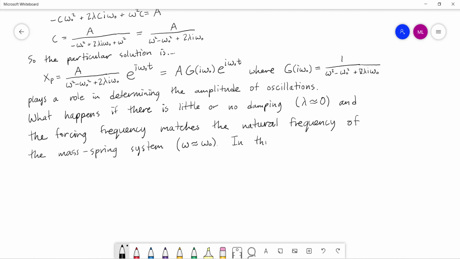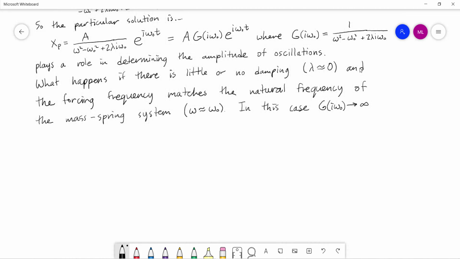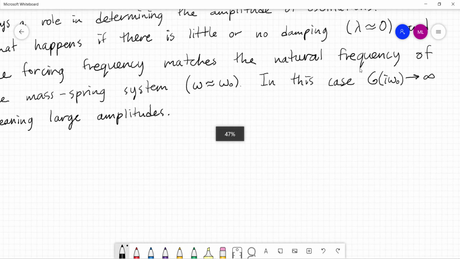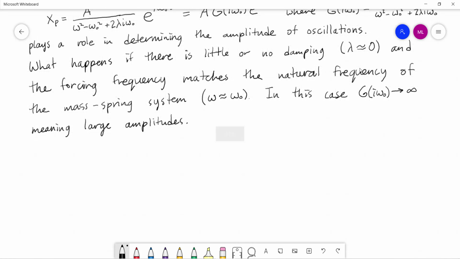In this case, our g of I omega naught approaches infinity. It gets very large. It's our amplitude. Large amplitudes. There's a natural phenomenon that corresponds to what we're seeing here. This is the phenomenon of resonance.